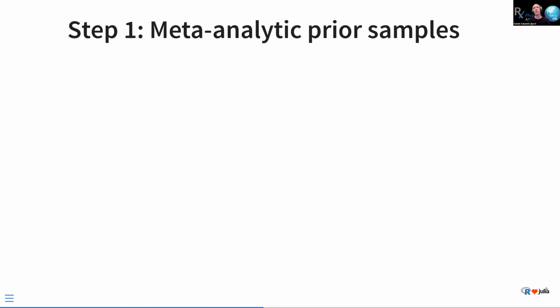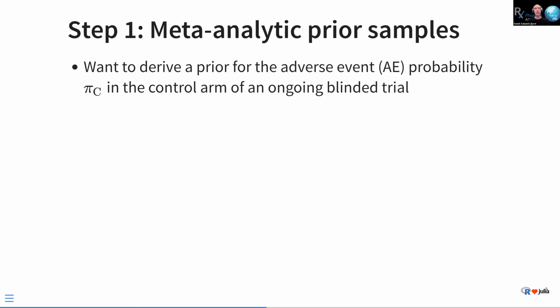Okay, so how does it work? I will go pretty quickly over this. And if some of these keywords are interesting to you, then you can look more in detail. But the first step is to get samples from a meta-analytic prior. Okay, because the idea is we want to derive a prior, this meta-analytic prior, for the adverse event probability in the control arm of an ongoing blinded trial, right?